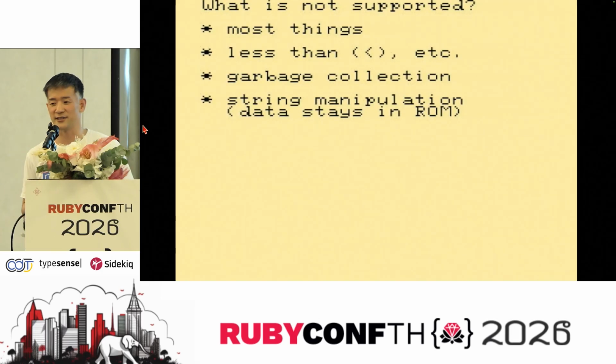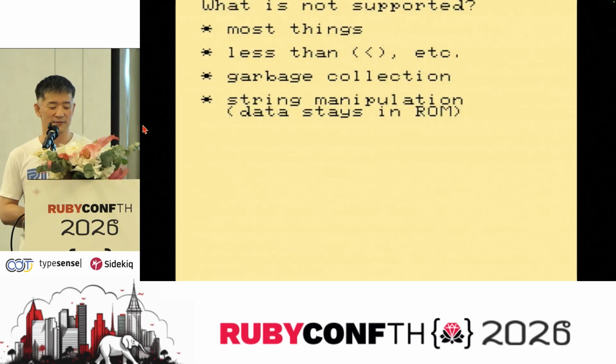And also, string manipulation is not supported. So what that means is you cannot use interpolation with hash braces because that would require building new text data, which means allocating memory. So instead, all strings contain fixed text data, but that way all the text data stays in the ROM, does not need to be allocated in RAM. And exceptions aren't supported. So whenever it sees something not supported in this VM, it just exits with an error message.